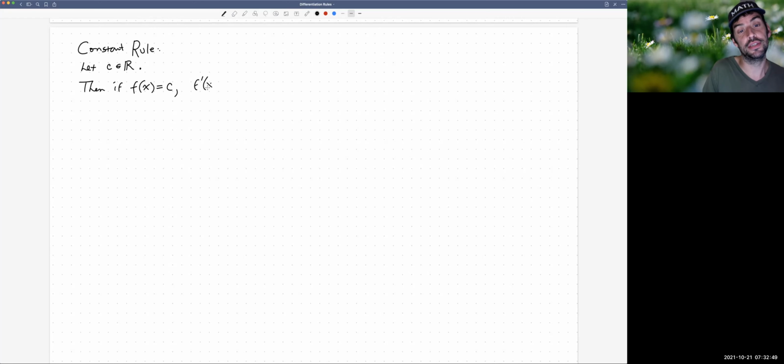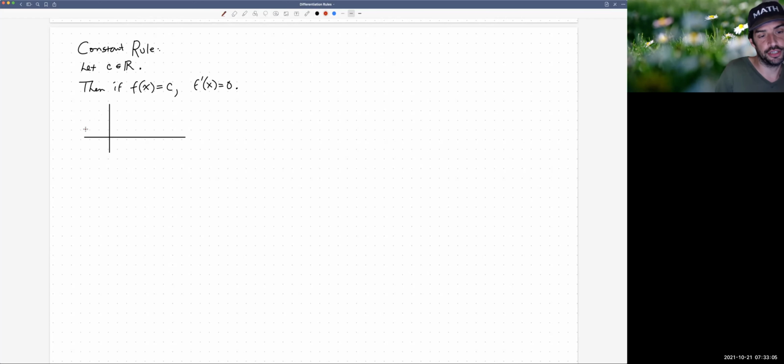F prime is going to be equal to 0. Okay, so let's first intuitively figure out why this is, or geometrically maybe. If I graph a constant function, here's my x-axis. I guess I'll draw on a y-axis, right? A constant function is flat, right? For every input, the output is the same.